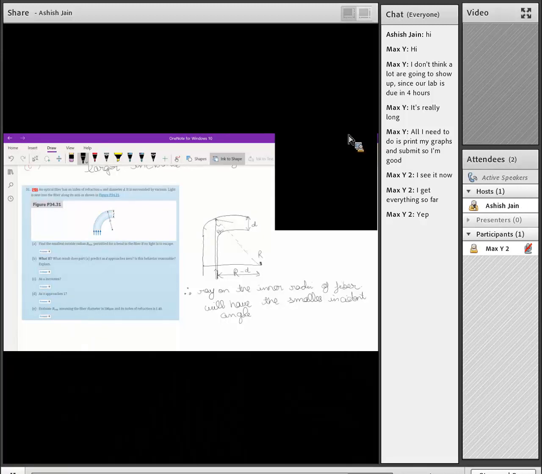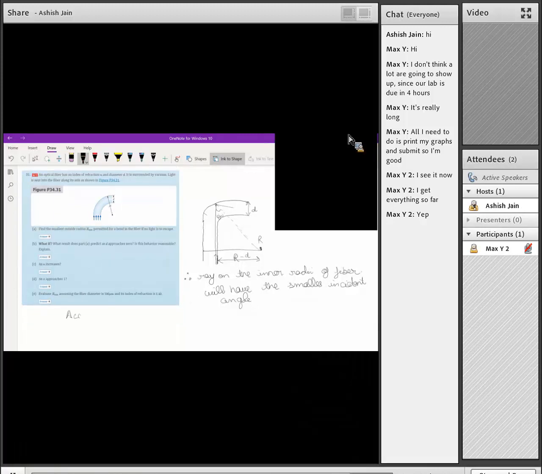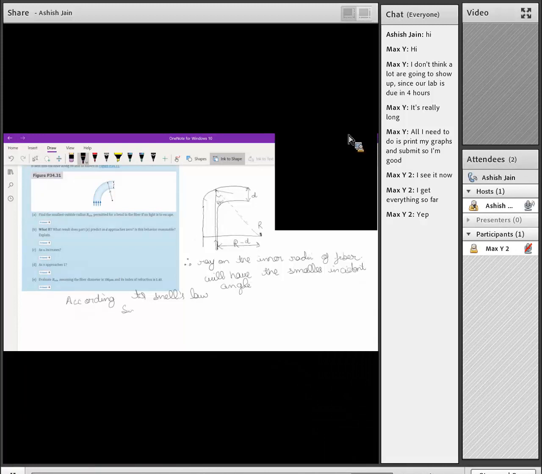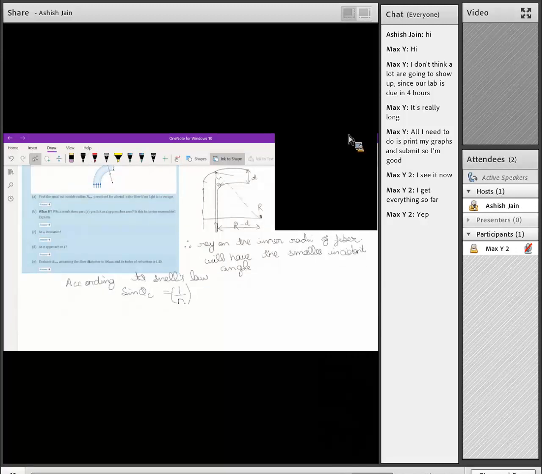Okay, so we have to find R min permitted for a bend in the fiber if no light is to escape. We want the light to not escape, so we need to find the minimum incident angle, right? According to Snell's law, because we are trying to find the critical angle, that's why we want to find the minimum, right?